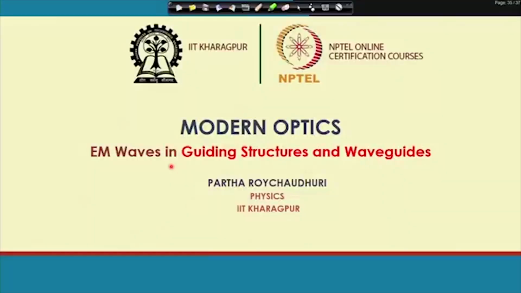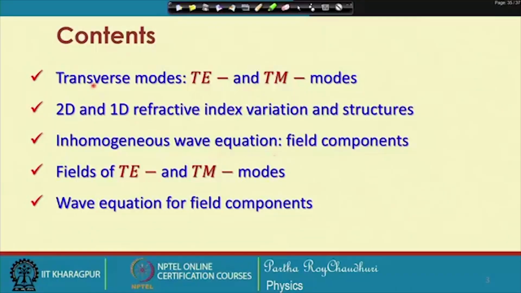We have discussed the reflection and refraction properties of electromagnetic waves at interfaces, and now with that background we will switch over to the electromagnetic waves in guiding structures and waveguides. We have also made some introduction about the concept of waveguiding through interfaces. So, with that understanding in mind, we have organized the contents of the discussion today, the transverse modes, that is TE and TM modes in waveguides.